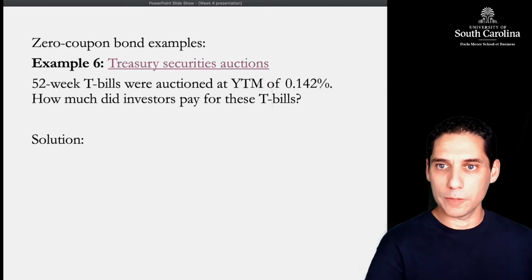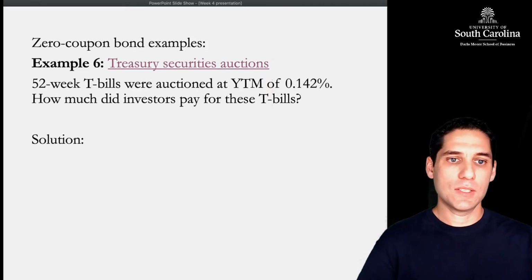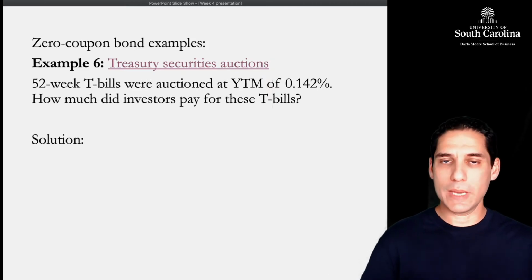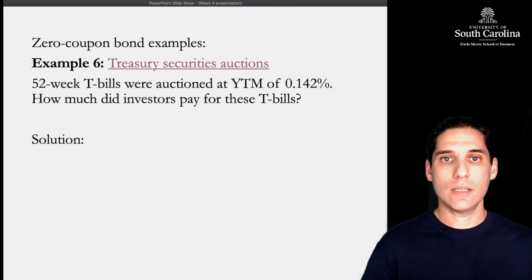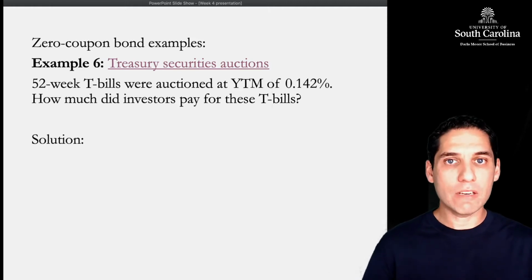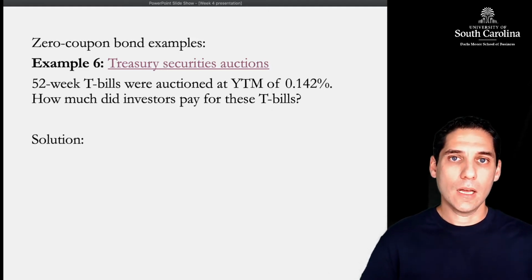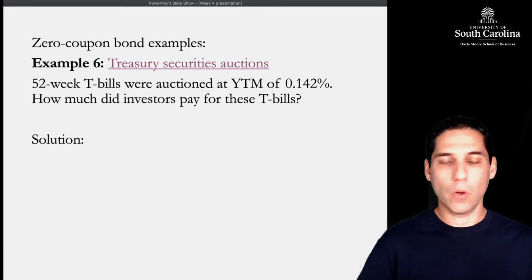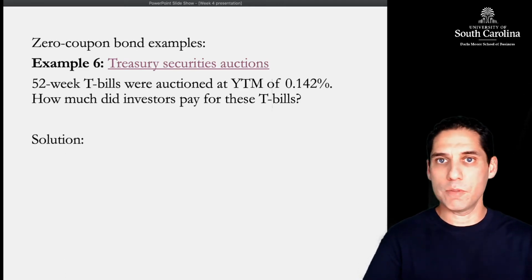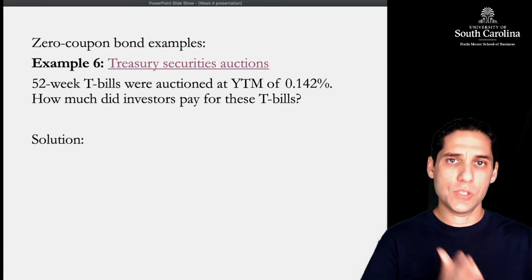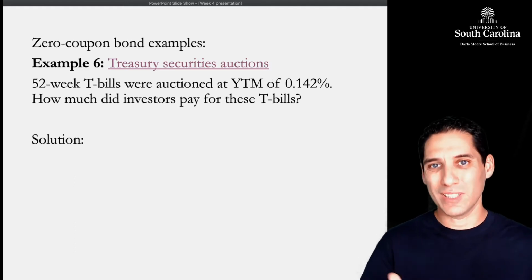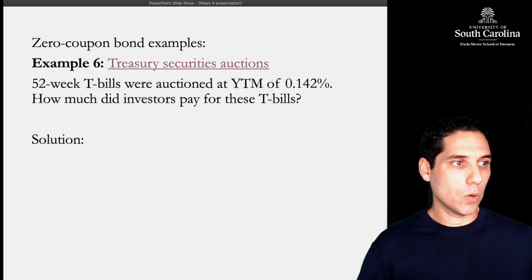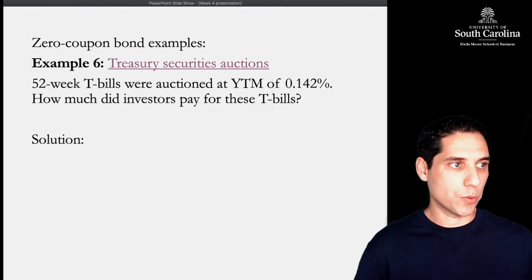Right, let's move on. Example 6. Let's use some actual data. Actual bonds issued. As I had said, the US Treasury is very, very active in the bond market, especially the zero coupon bond market, by issuing Treasury bills all the time. Very, very common. There are different maturities, but there are always zero coupon bonds, Treasury bills, and always maturities of 1 year or less.